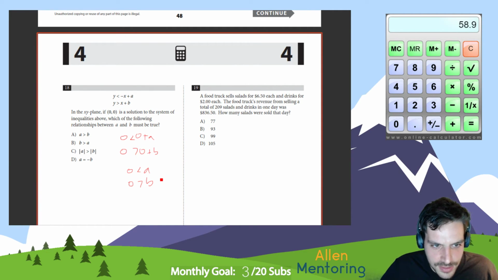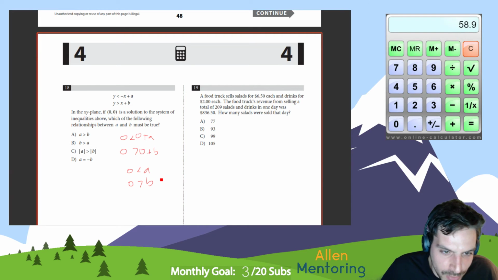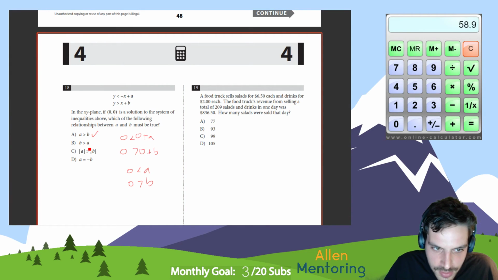This one is tricky enough that we can probably expect a silly answer here. So a is greater than b. Well, a is greater than 0 and b is less than 0. So this looks good. I just want to be sure. B is greater than a. So it's probably not true, right? Because b is negative and a is positive. So that's not true.